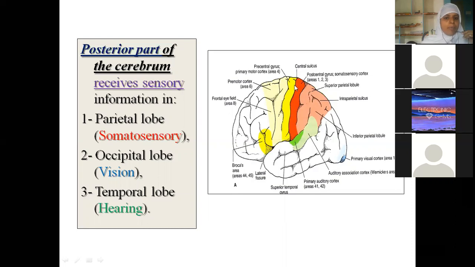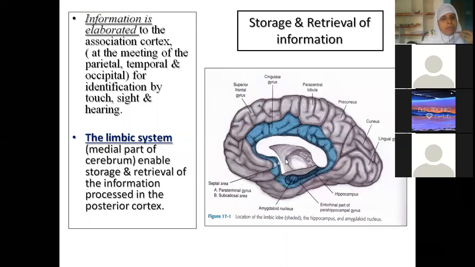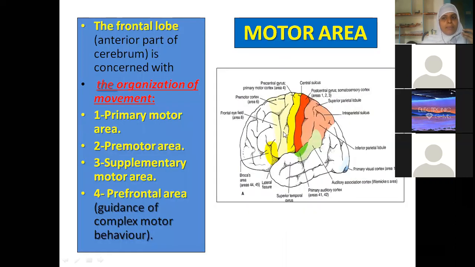So the parietal lobe is somatosensory. The occipital lobe is for vision; we have area number 17, I said. The temporal lobe is for hearing; we have the primary auditory cortex here, areas 41 and 42. Whatever part is shown in blue color here is part of the limbic system, which you will generally study in physiology, which is concerned with emotions, memory, sense of smell, and so many things.